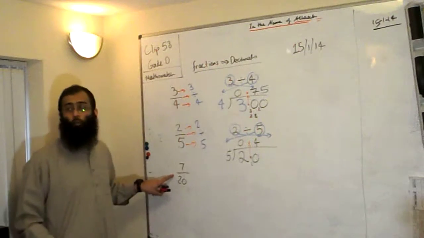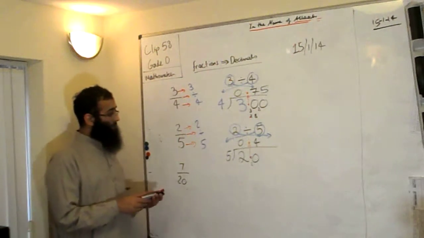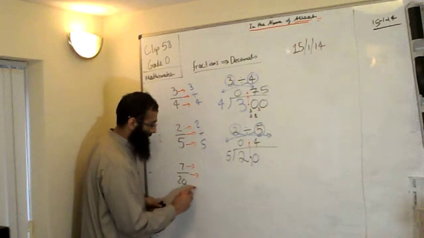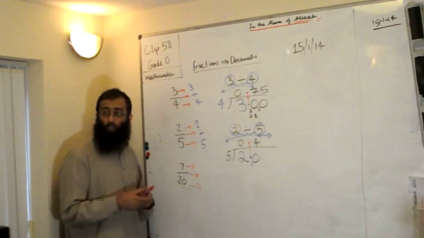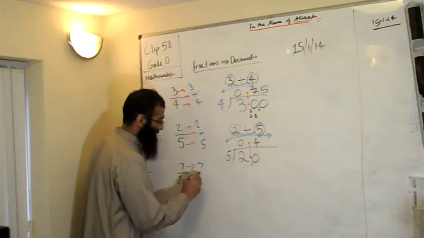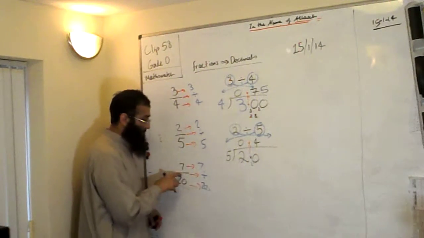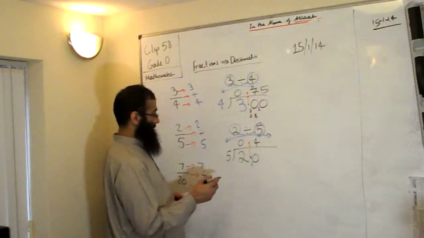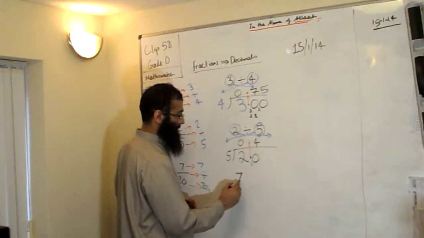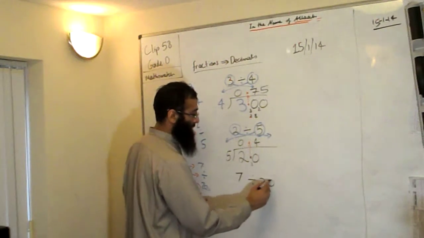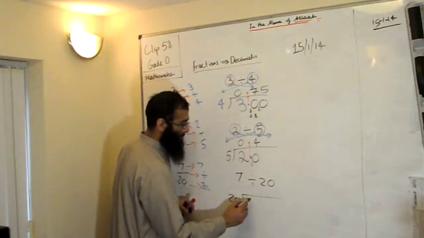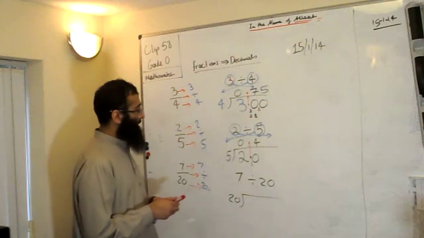The next one is 7 over 20. So what does 7 over 20 mean? It means 7 divided by 20. That line means divide. Let's set the question up. Okay, so it's 7 divided by 20. So the second number comes first.